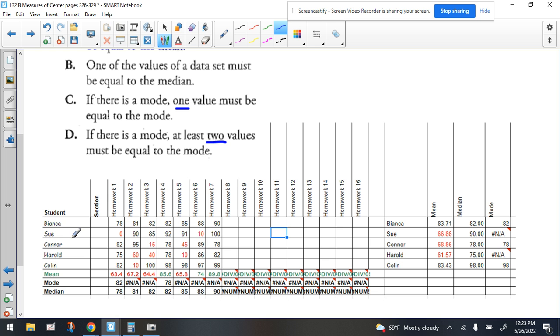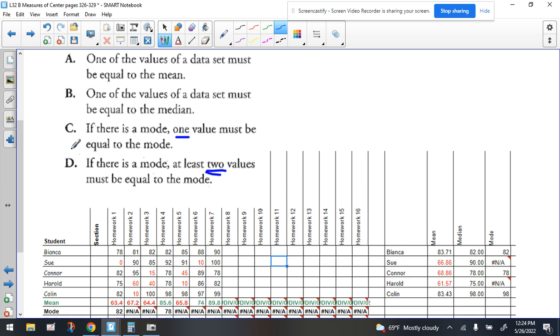Now let's also look at Connor's scores. He had a mode of 78. If you look at all of his values, 82, 95, 15, 78, 45, 89, 78, he had 78 occurring twice. If 78 only occurred once, then there would be no mode, right? So we do need at least two values to get a mode. That should eliminate choice C as one of the choices.